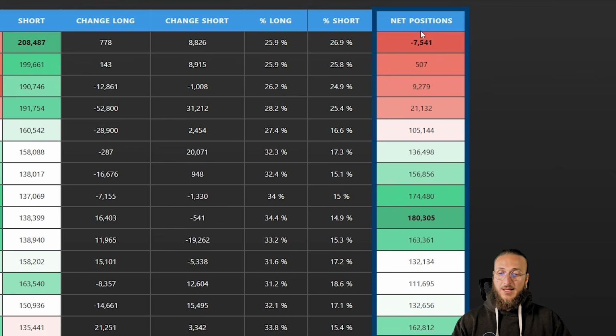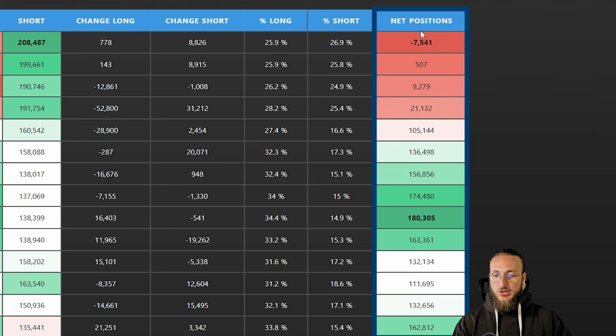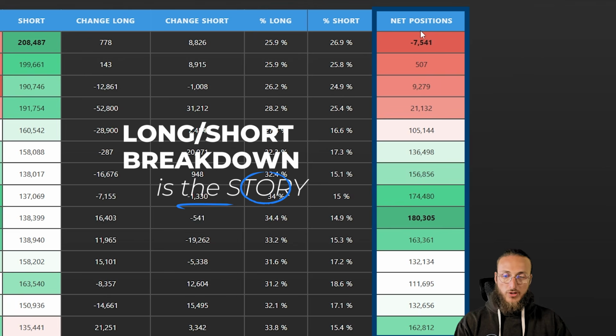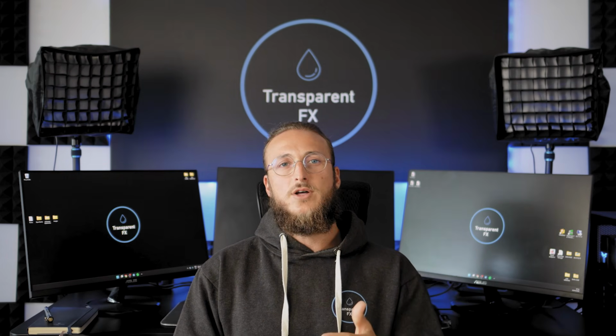So yes, the net position is very useful, but the important thing is that the net position is the summary, not the whole story, because a better net position can come from aggressive long building or from short covering or from a combination of both. And those are not always equally meaningful. So the net position gives you the snapshot, but the long and short breakdown tells you how that snapshot was created. This is a very important distinction because this is where a lot of real interpretation comes from.